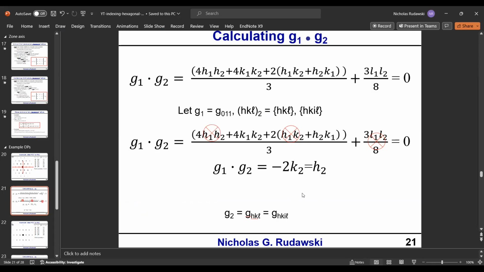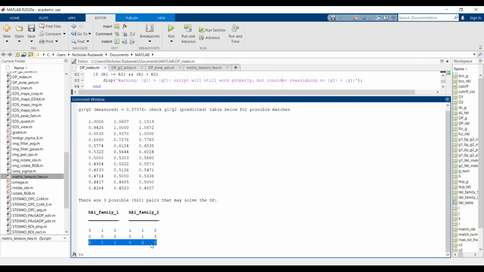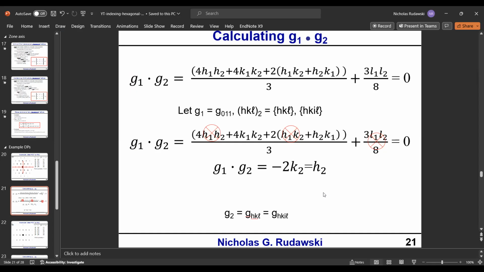Alternatively, if I stipulate that K2 is 0, well, then H2 has to be 0. Then that tells me that the family has to be 000, but it can't be 000. It has to be in this family. So the end result here is that we can't mathematically get this to work and keep the stipulation that G2 is in this family.